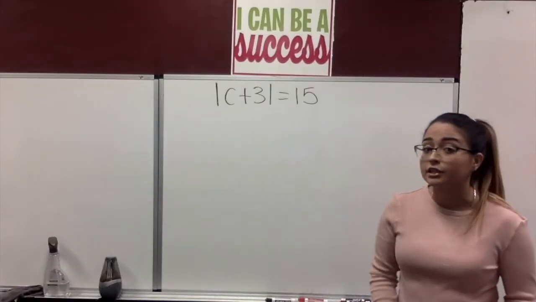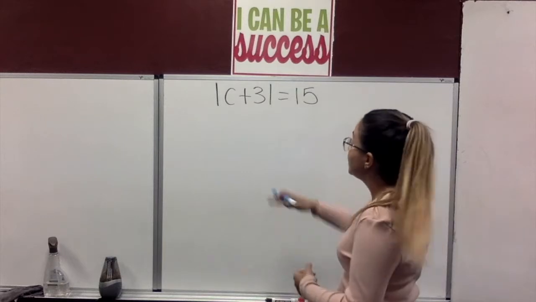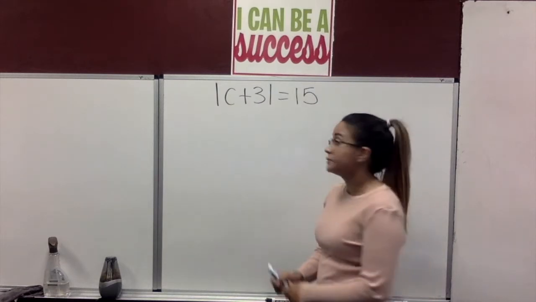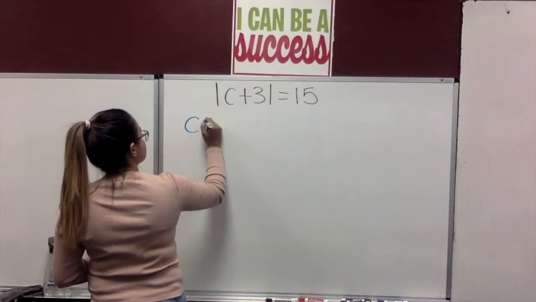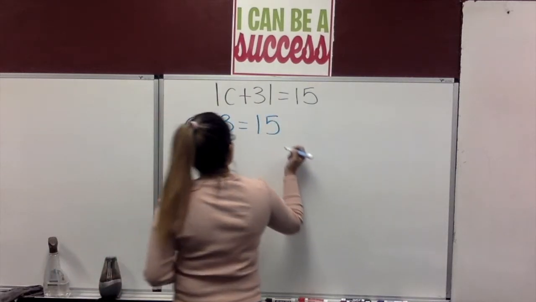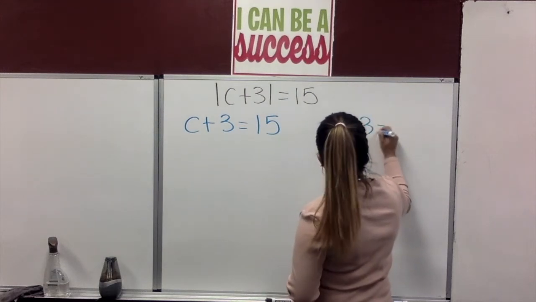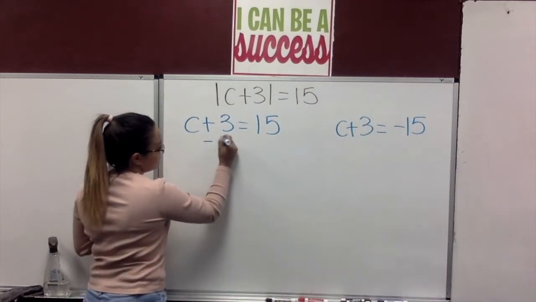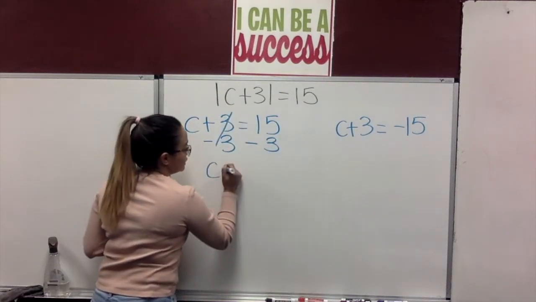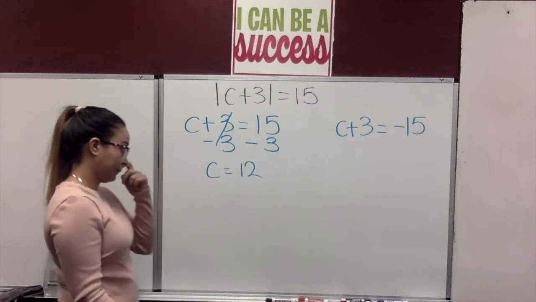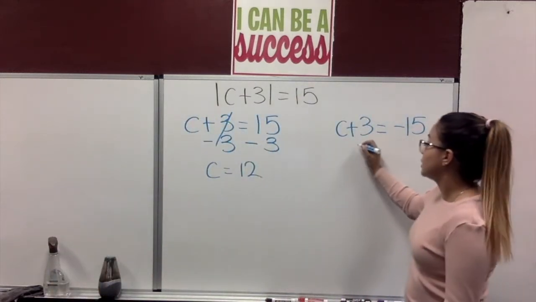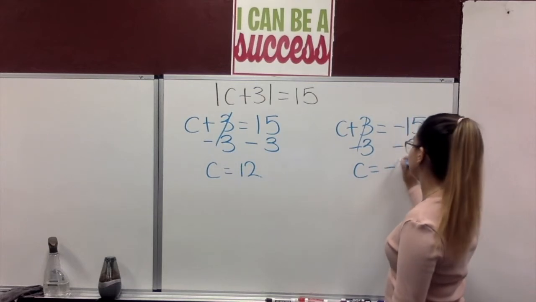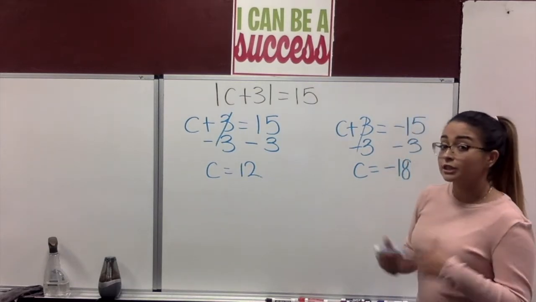Now let's go in with another example. Again, an equation. We have the absolute value of c plus 3 is equal to 15. So let's take the same steps. We're going to go in with c plus 3 equals 15 and c plus 3 equals negative 15. Okay? Let's start off with this one. We're going to subtract 3 from both sides. C is equal to 12. On this side, we're going to subtract 3 from both sides. C is equal to negative 18. Those are our two solutions.